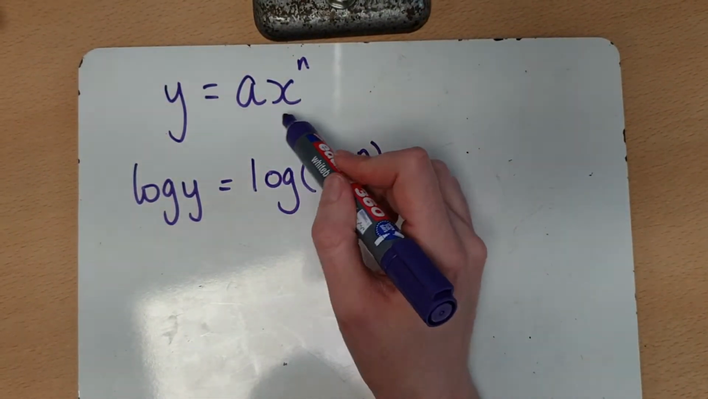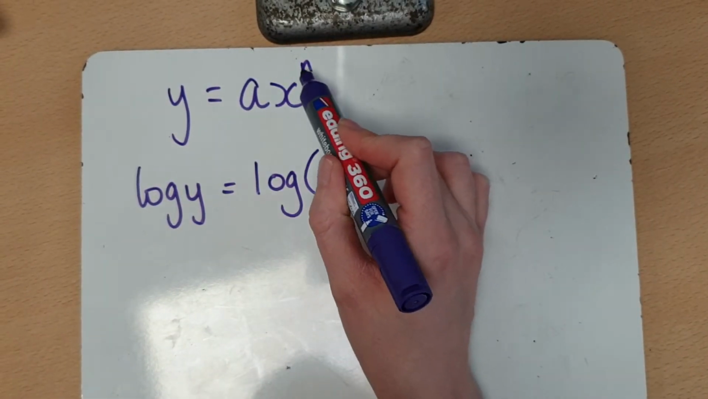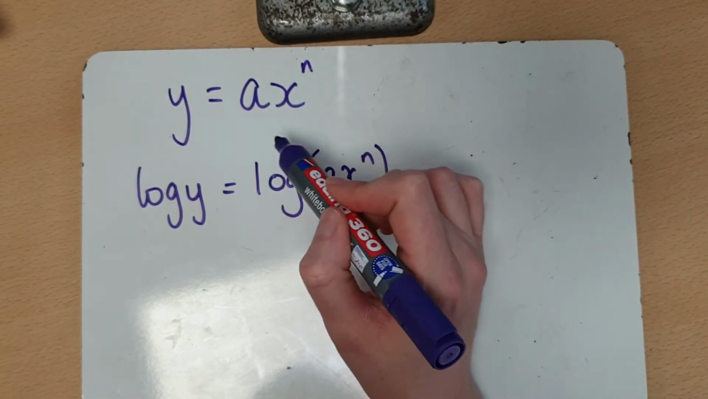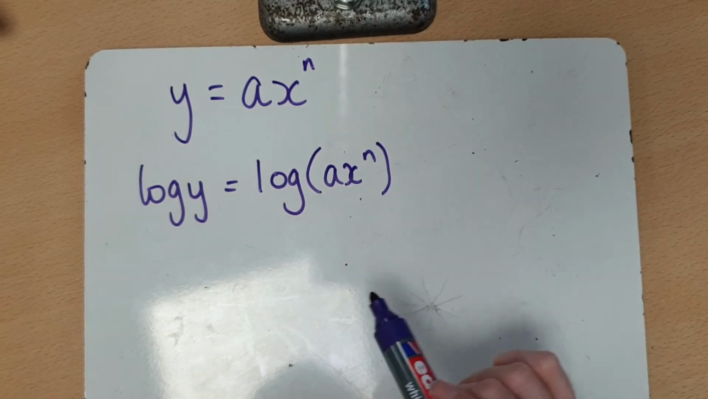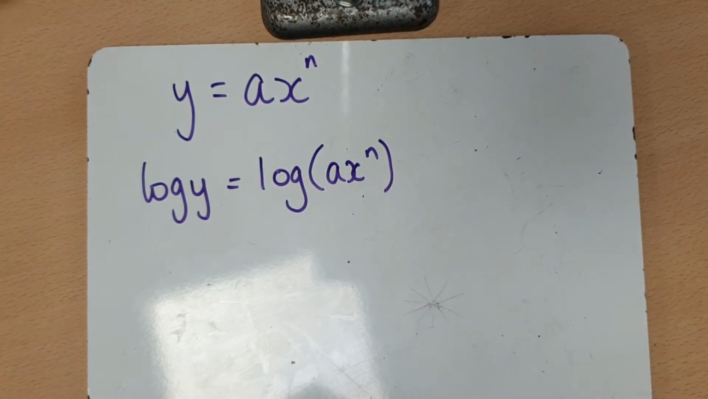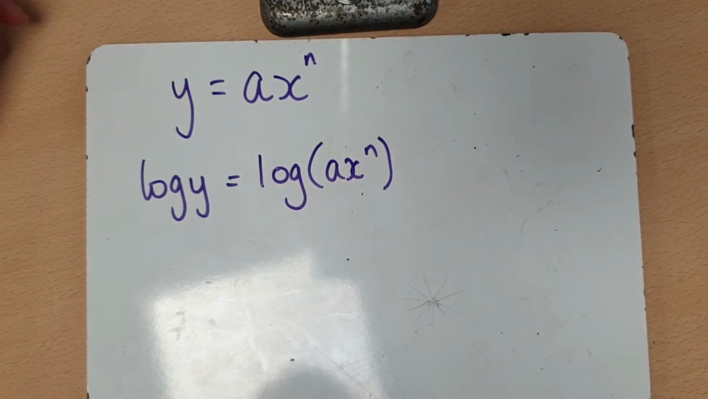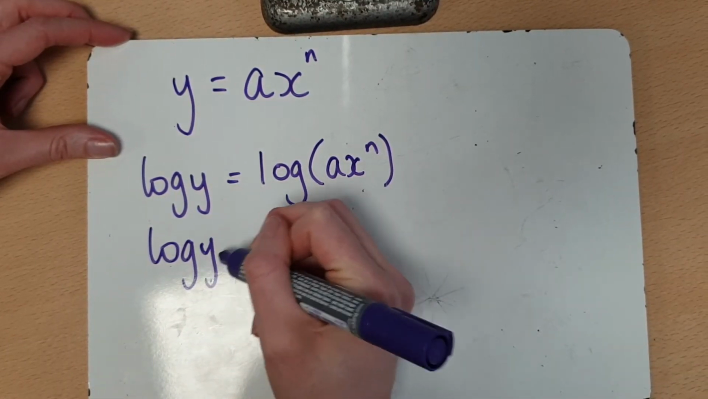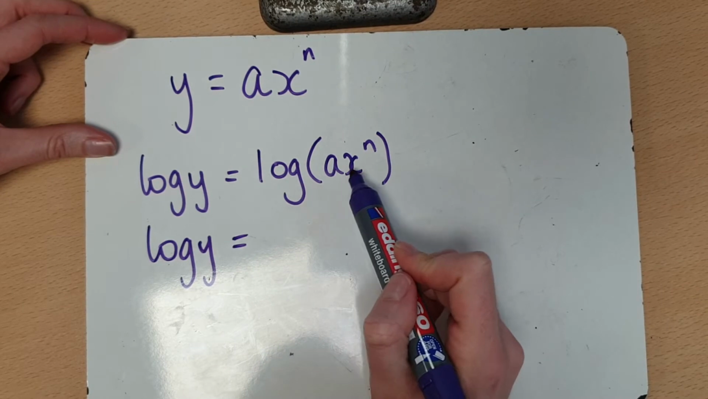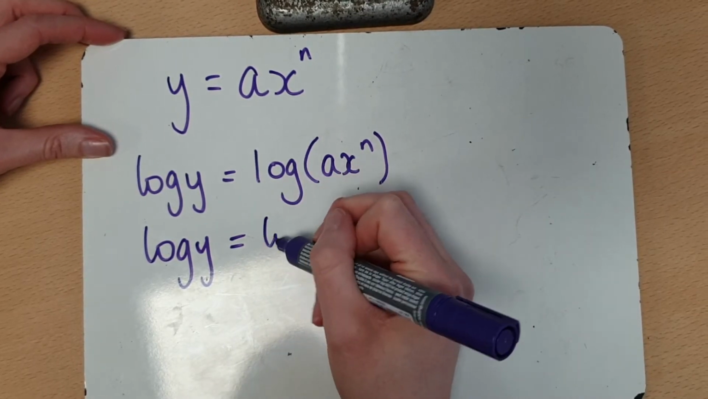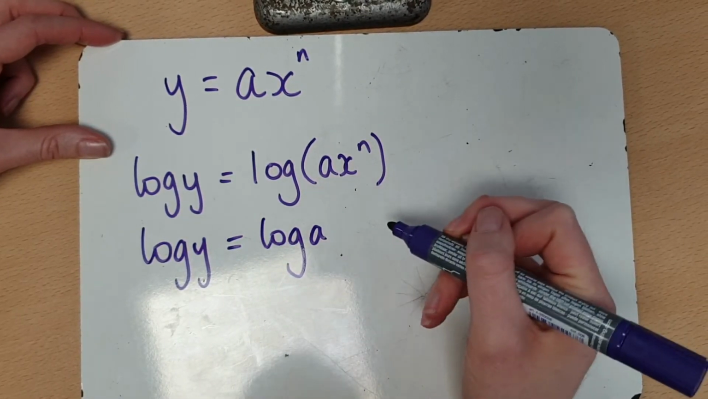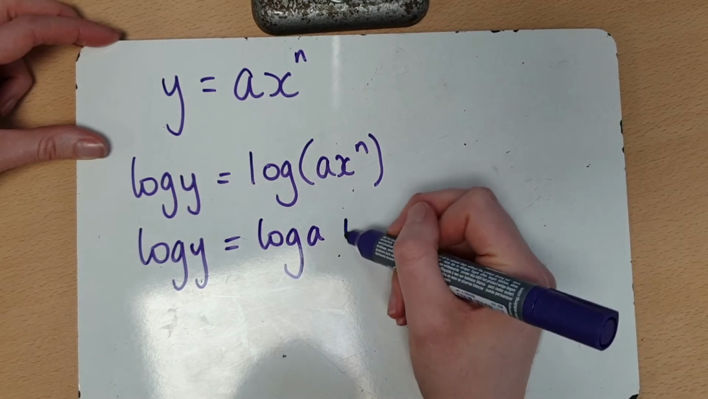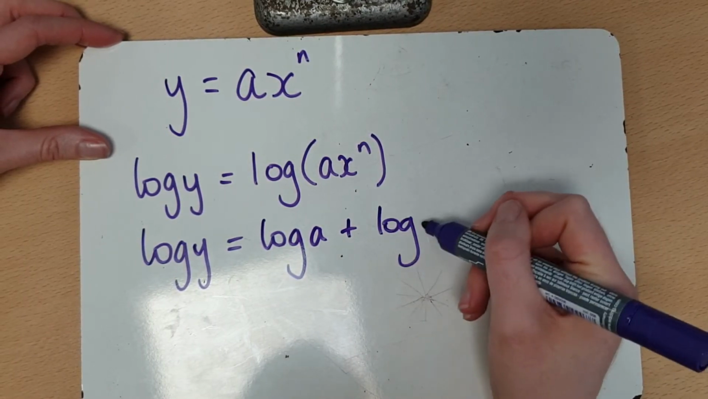At the moment, this is a polynomial, it's non-linear. We want to turn it into something that's similar to y equals mx plus c. So using log laws, if I've got log of two things multiplied together, I can take the logs of each individual thing and add them together.